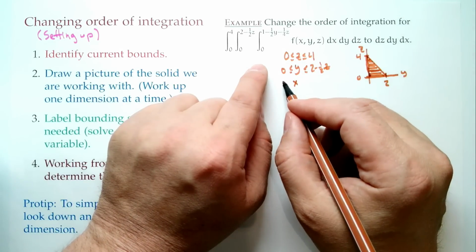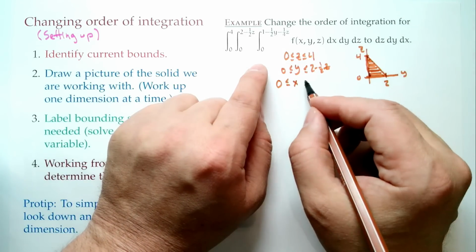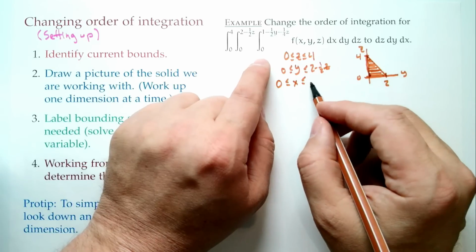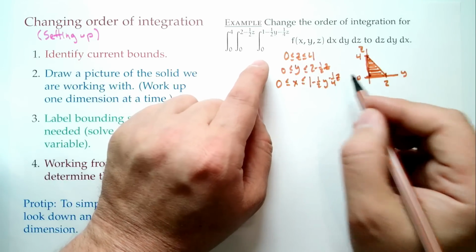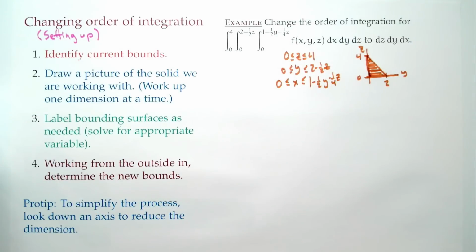X goes between 0 and 1 minus a half y minus a fourth z. All right. Now, x equals 0, that's actually pretty easy. We actually have another name for x equals 0 in three-dimensional space. Do you remember what the name for x equals 0 is? It's the YZ plane. So x equals 0 is the YZ plane.